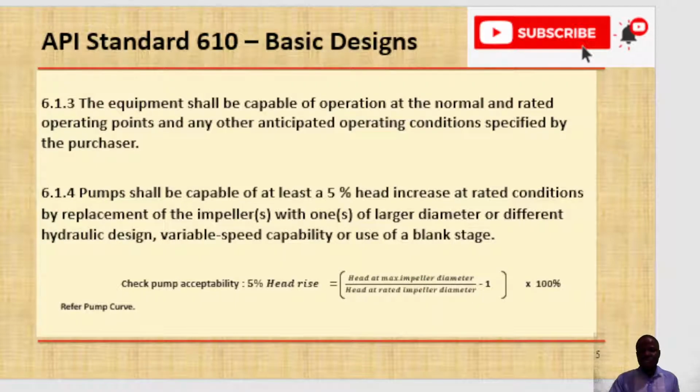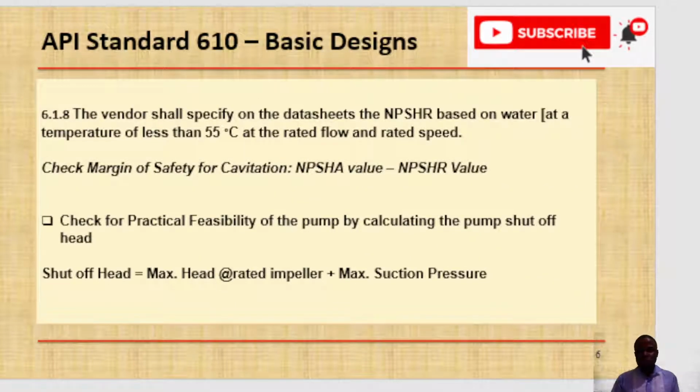Now the next thing you will check for during the technical evaluation of mechanical data sheets for a particular centrifugal pump, with respect to API 610, which is the standard governing the basic design of centrifugal pumps, is that as per API 6.1.8, the vendor shall specify on the data sheet the NPSH, which is the net positive suction head required.